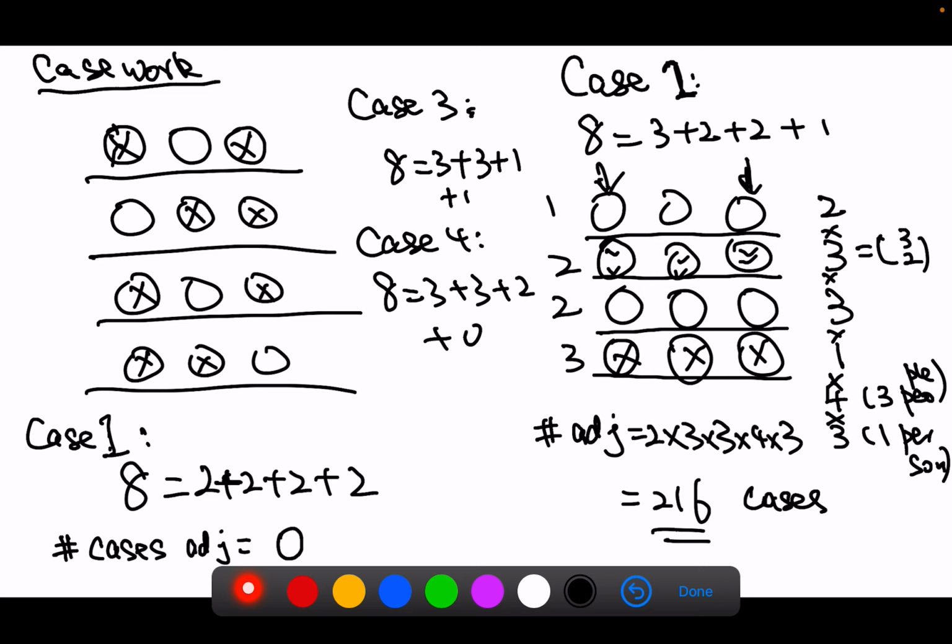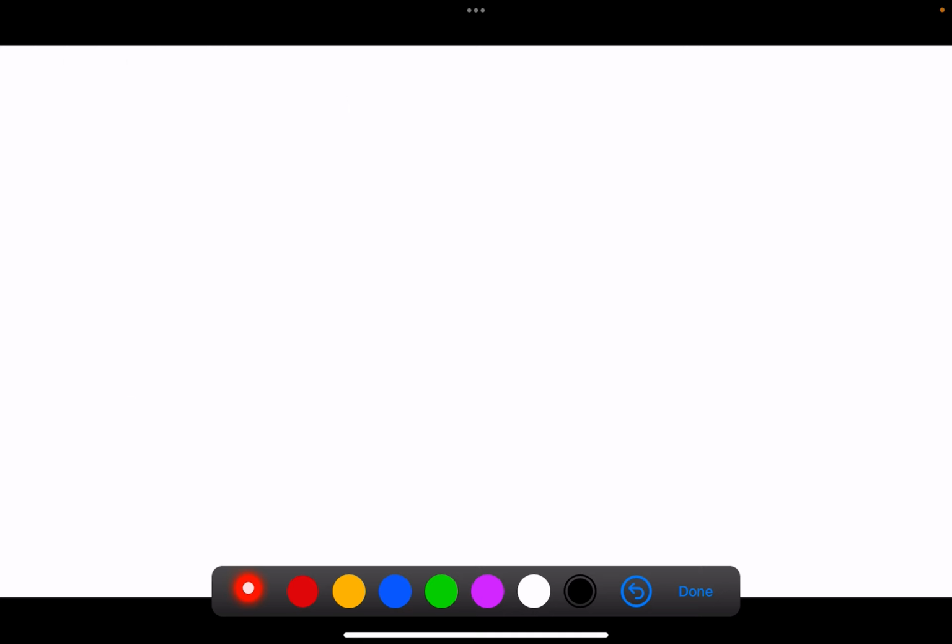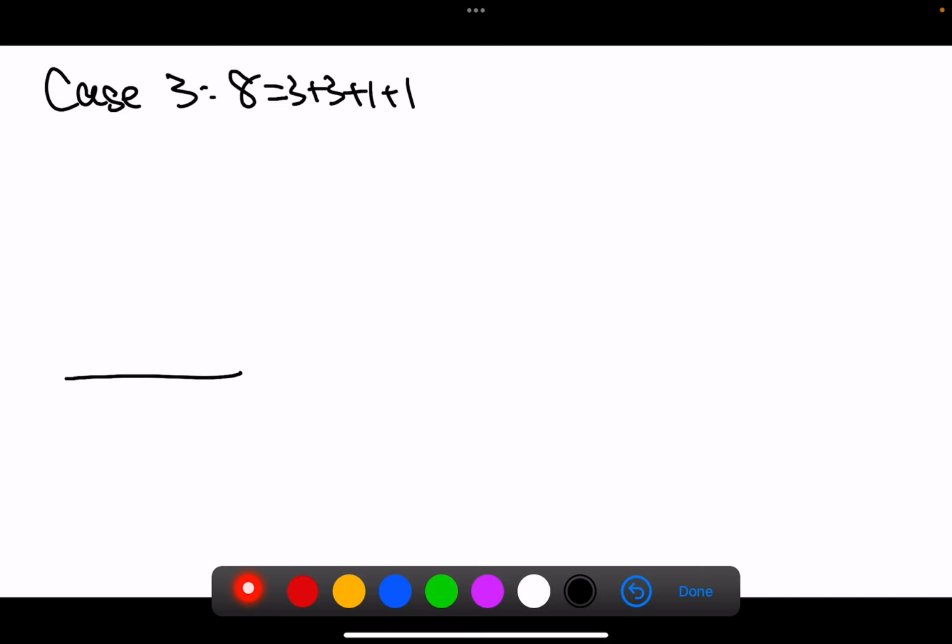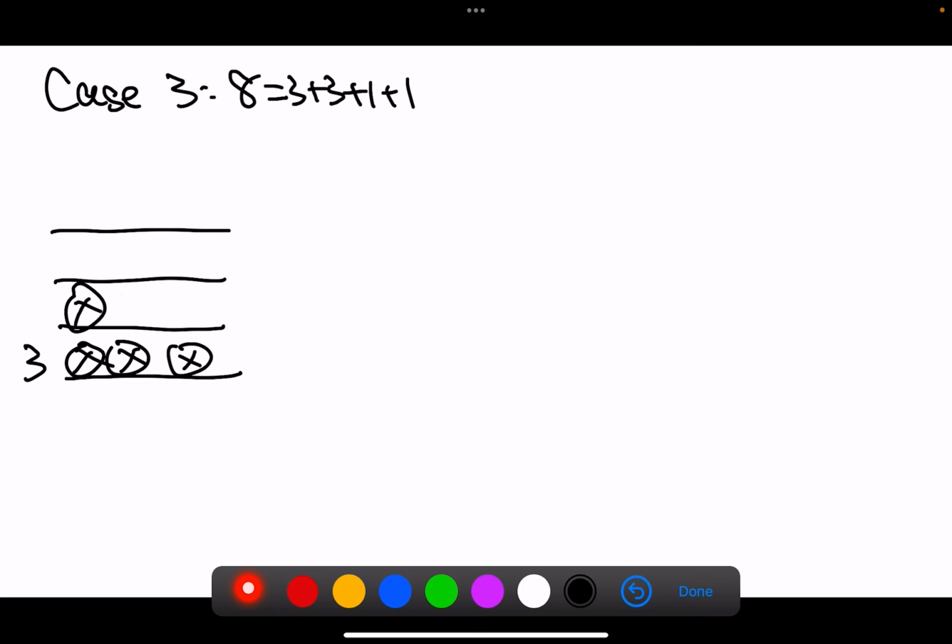All right, now case 3. 8 equal to 3 plus 3 plus 1 plus 1. So same thing. 1, 2, 3, 4. This row, all seats are taken, 3. This row, all seats are taken, 3. And then this row 1, this row 1.